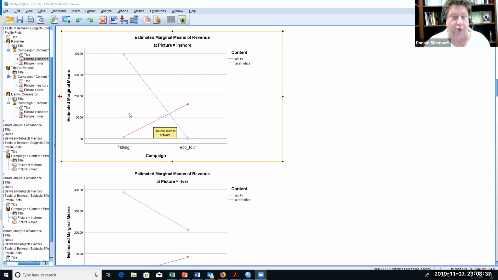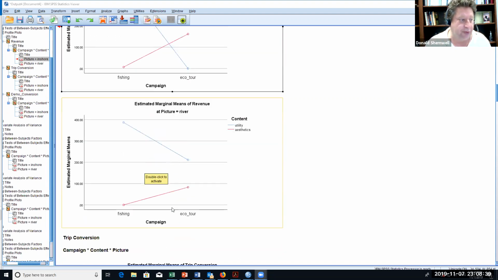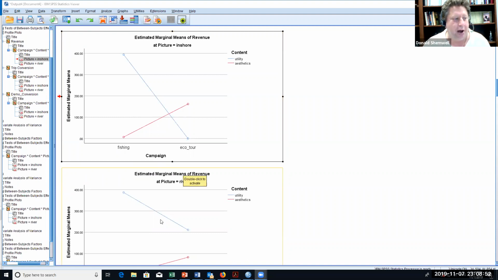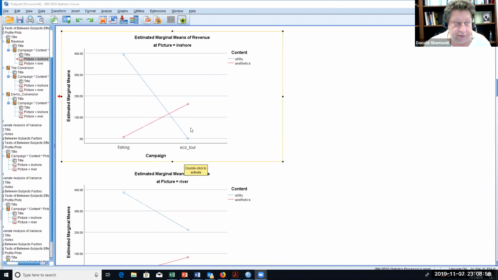The blue line's higher than the red line. So what you're looking for is whether the blue line is higher than the red line, or the red line higher than the blue line. And it's pretty obvious here that, not in every situation, but on average, across these 4 data points, utility outperforms aesthetics in terms of generating revenue.